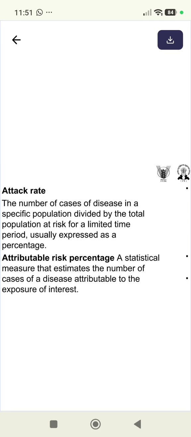Next is the attack rate. The number of cases of disease in a specific population divided by the total population at risk for a limited time period, usually expressed as a percentage. Attributable risk percentage means a statistical measure that estimates the number of cases of disease attributed to the exposure of interest.